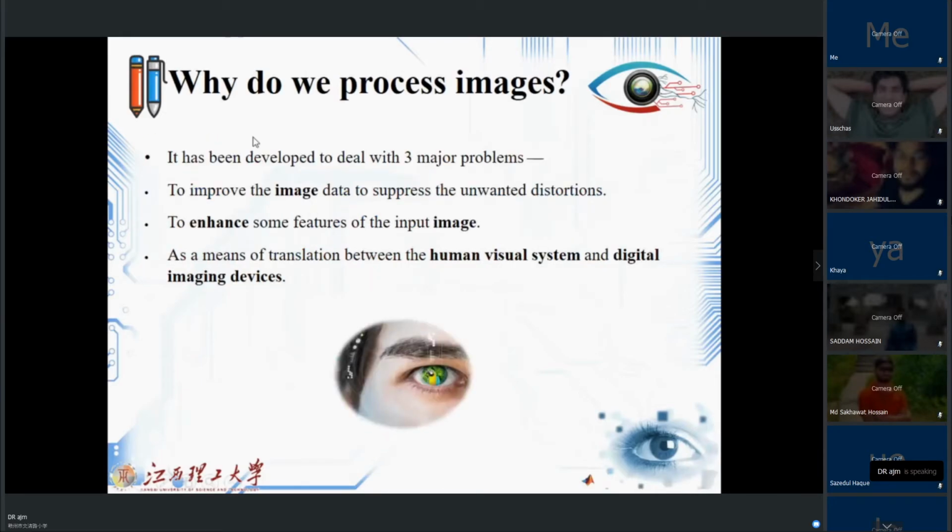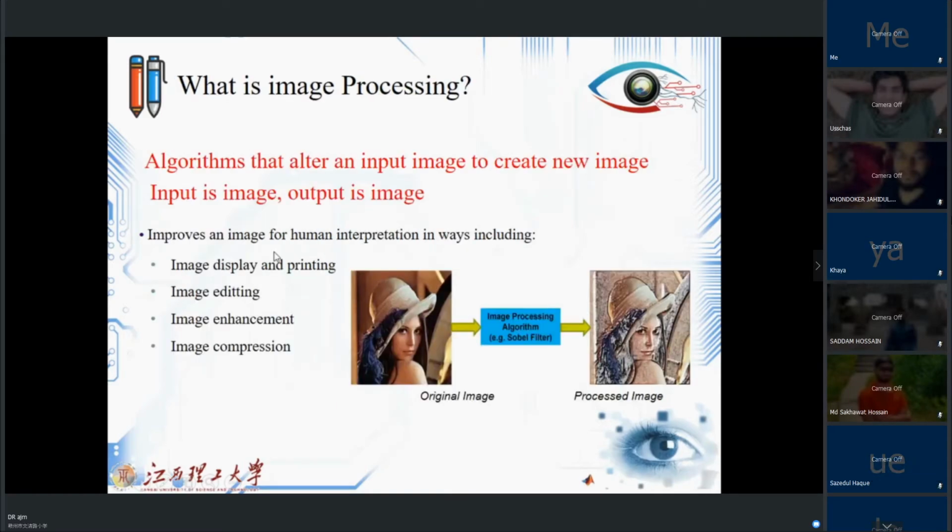Why do we process the image? It has developed to deal with three major problems. First, improve the image data to suppress unwanted distortion. Second, enhance some features of the input image, which I already talked about, as a means of translation between the human vision system and the digital imaging device. Some people will say that maybe the digital imaging device is much better. Then we need some algorithm that alters an input image to create a new image, where the input is an image and the output is also an image.